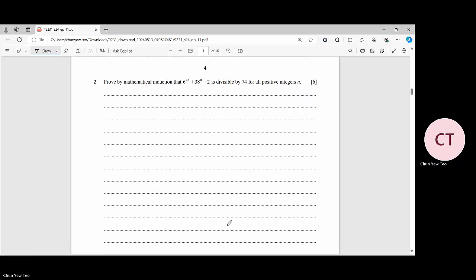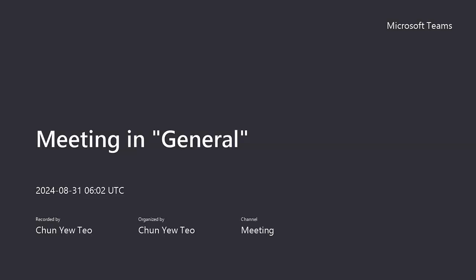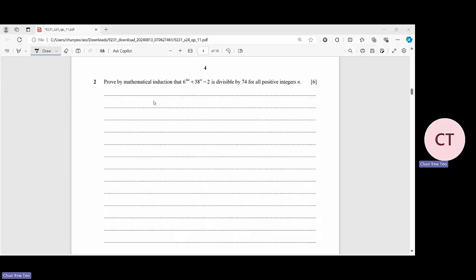Moving on, we have question number 2 here. For question number 2, this is mathematical induction. They're asking you to prove that this statement can be divided by 74 for all positive integers. First of all, I let 6 power 4n plus 38 power n minus 2, I name this expression f(n).